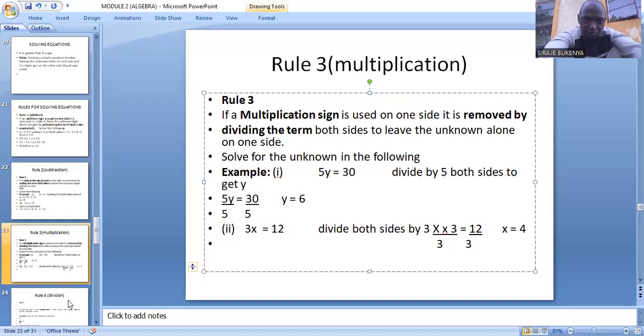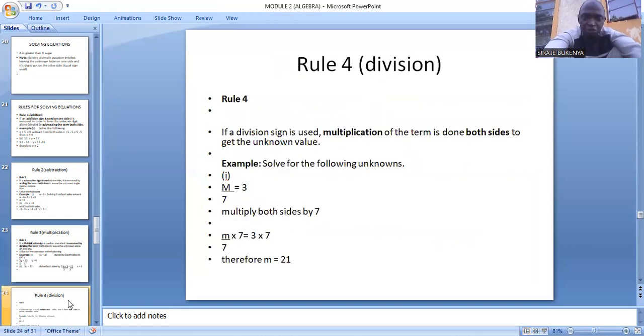Rule 4, if it is a division, for example, m over 7 is equal to 3. That means you multiply to counterbalance the division. You multiply both sides. That means multiply by 7 both sides. You get your answer as m is equal to 21. So that is how you deal with that.